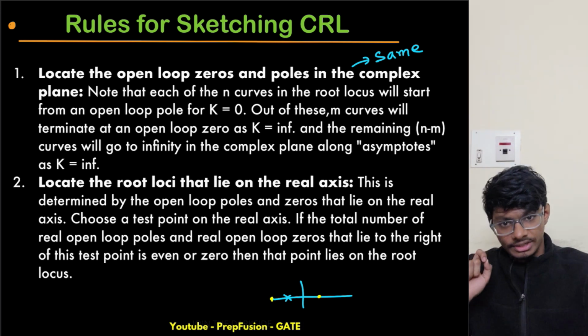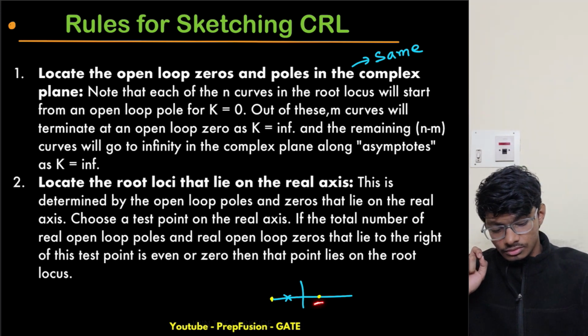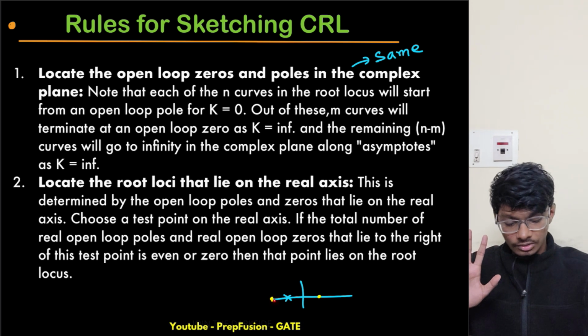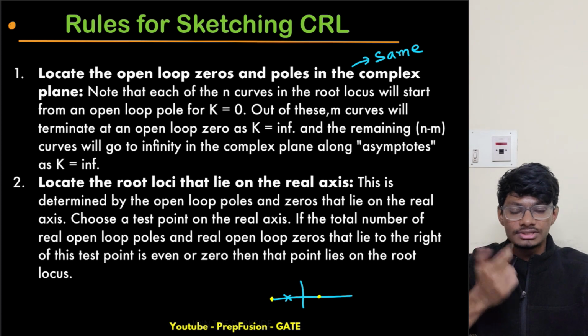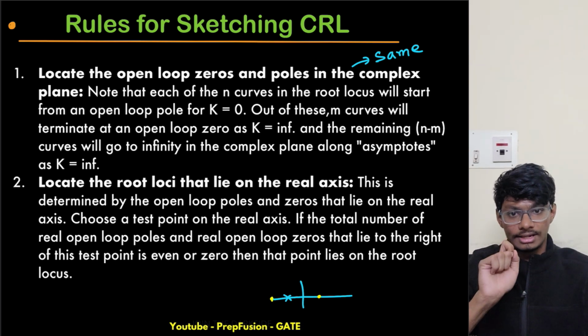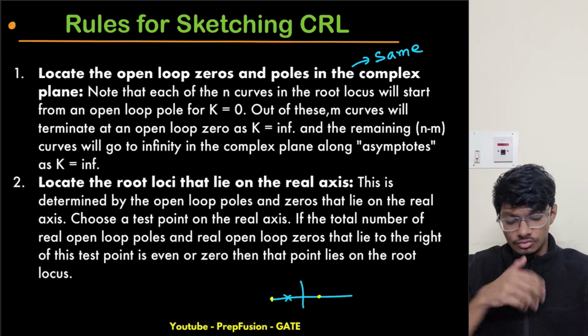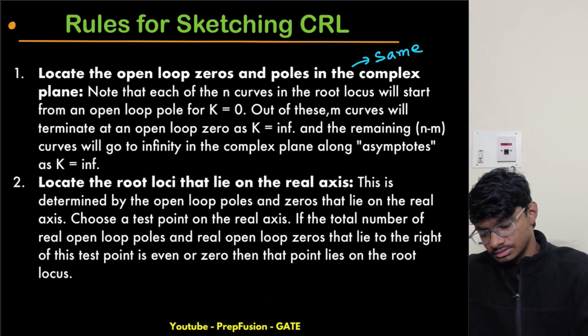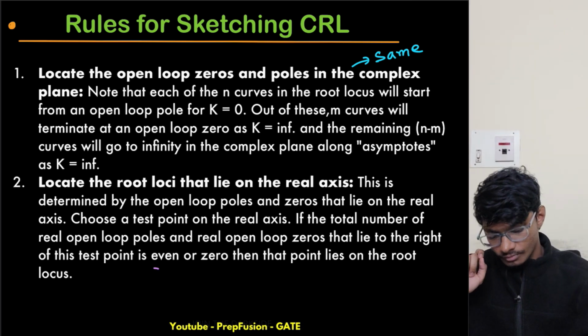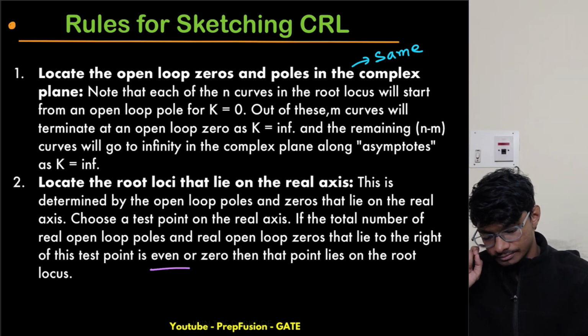If I take my test point here, what is my angle from this pole? It is lying on this axis only. I hope you remember we measure the angle with respect to the x-axis. So it is 0 degrees, and this does satisfy my angle condition. Hence this will lie on the root locus. So from here I can deduce that the number of poles and zeros should be even. So this has changed.